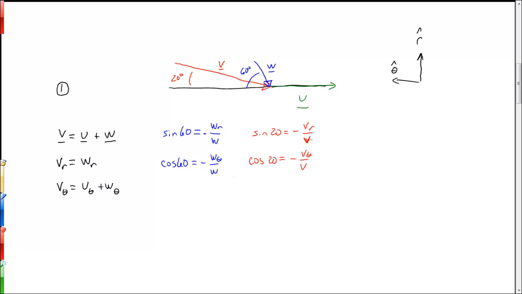Keep in mind that these W's and the V's in the denominator are speeds, so they are always going to be positive scalars. And so we have to use what we know about the way we've drawn our vectors here to know that all of these are going to be minuses, because when we plug them into the vector form, sine 20, cosine 20, sine 60, cosine 60 are all positive. W is all positive, but we want WR to be negative because it's coming inward. We want W theta to be negative because it's going to the right. And same for VR and V theta.